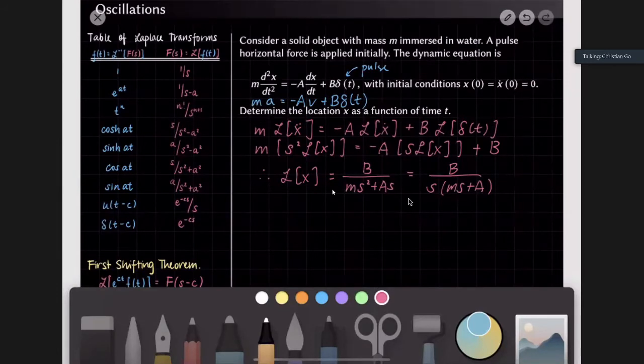Now, we're like, okay, we need to somehow clean this up. No choice, partial fraction decomposition. So let's decompose this into its partial fractions. The two denominators are s and ms plus a, linear factors. What are the numerators? We don't know, but please do not use a and b again.